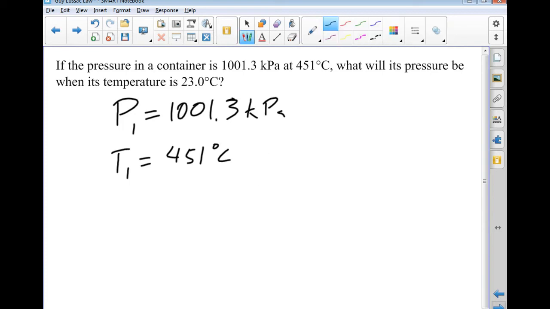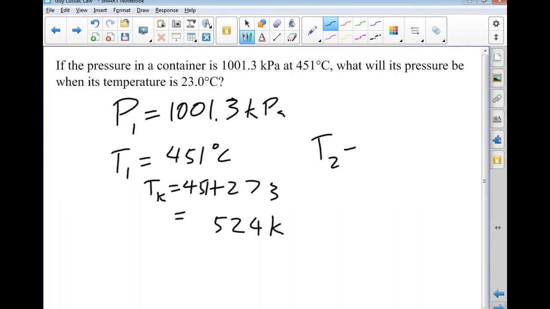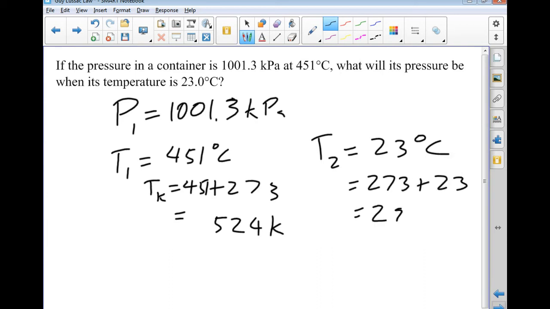So temperature in kelvins is 451 plus 273, so 524 kelvins. We've got our second temperature, which is 23 degrees Celsius, so 296 kelvins. We're trying to figure out what the final pressure is.